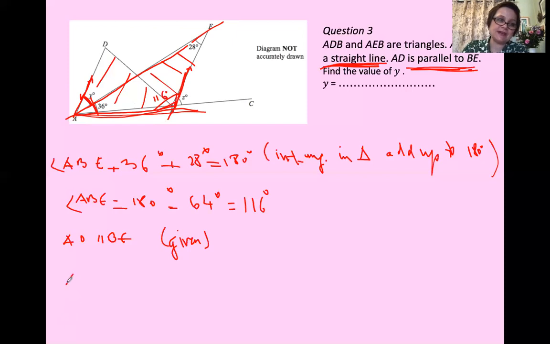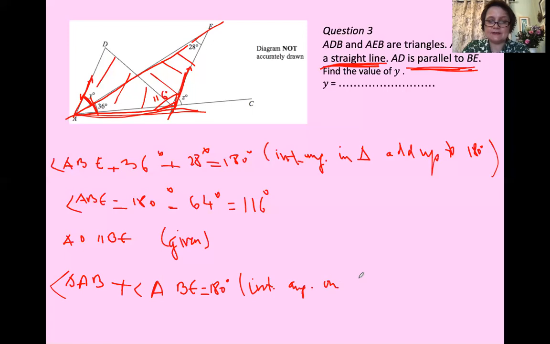So I'm going to say angle DAB plus angle ABE equals 180 degrees. And in brackets, write the reason: interior angles on parallel lines.